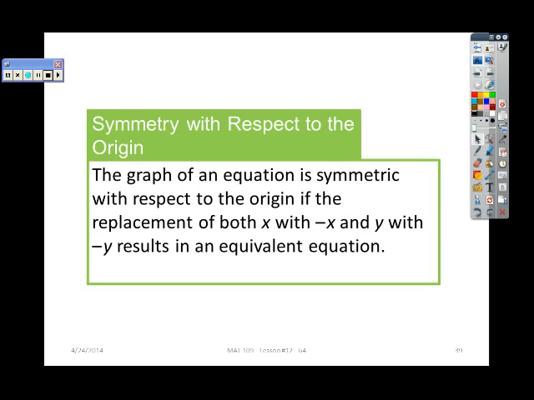Mathematically, it's very clear, but graphically, you have to combine a couple of things. Symmetry with respect to the origin means that if I replace both x and y with their negatives, I have to replace both at the same time. If I do that and I wind up with the same equation, then it is symmetric with respect to the origin.